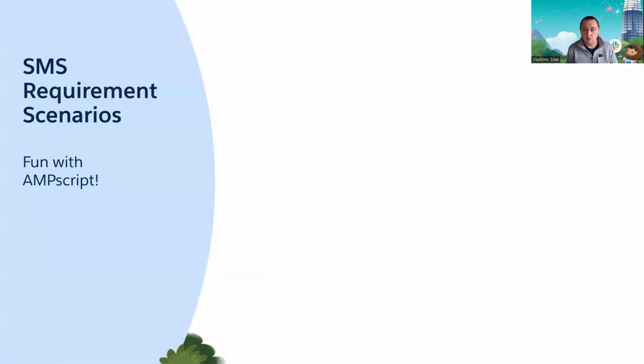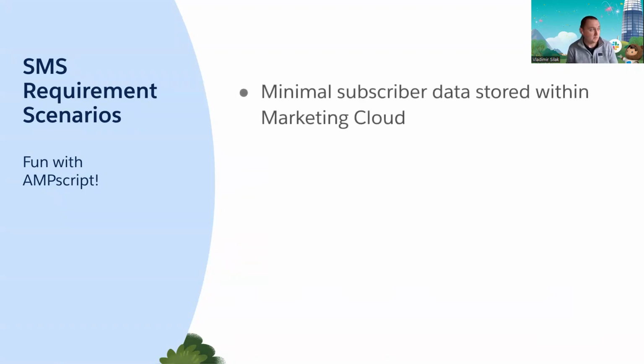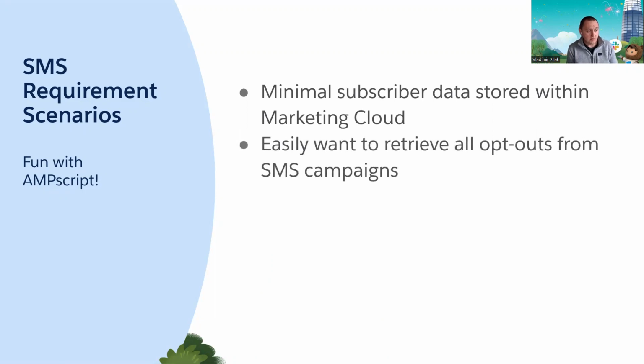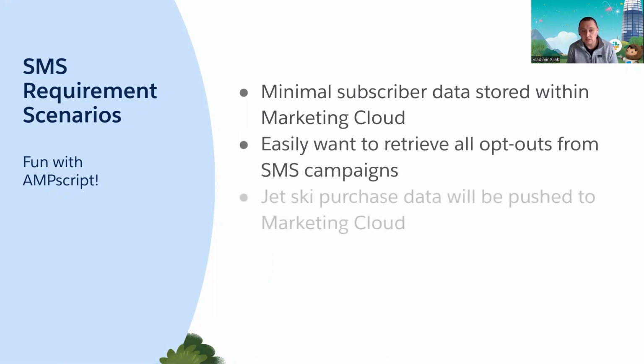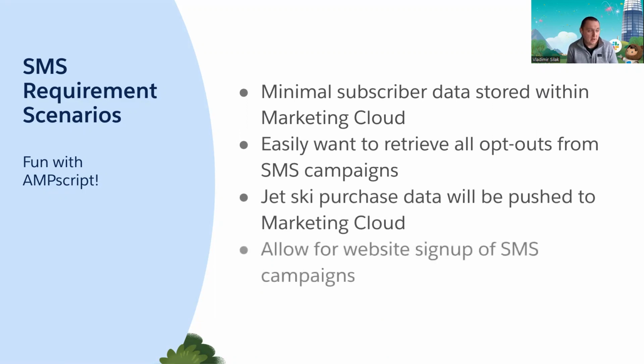But let's have a look into beyond the traditional sort of campaign style conversations and messages that we send. What can we do? So let's say you've got minimal subscriber data stored within the Marketing Cloud and we want to do a bit of scripting, we want to retrieve all opt-outs from a particular SMS campaign maybe. The jet ski purchase data will be pushed to Marketing Cloud, allowing for website sign up of SMS communications. There are a few examples where it is practical to use SMS messaging, but it's a little bit outside of what traditional templates give you as an option.